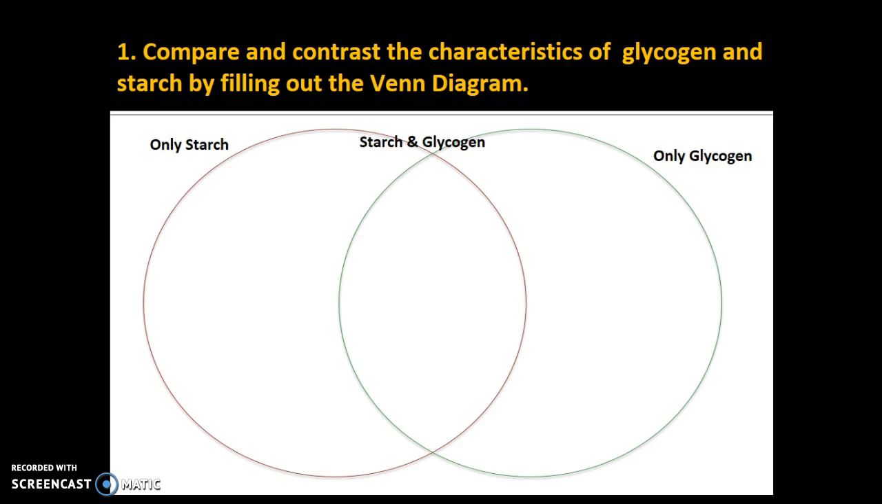Question 1 on your test says, compare and contrast the characteristics of glycogen and starch by filling out the Venn diagram. So what are the characteristics of just starch? What are characteristics of just glycogen? And what are characteristics of both starch and glycogen? When we talk about these, we're talking about carbohydrates. So if you don't remember these, you need to go back to the carbohydrates lesson and look through that lesson, and you'll fill out the answers.